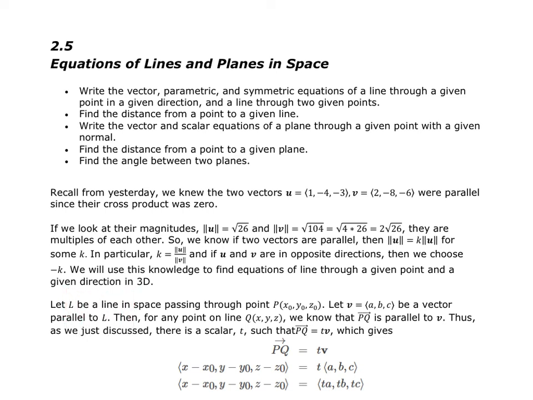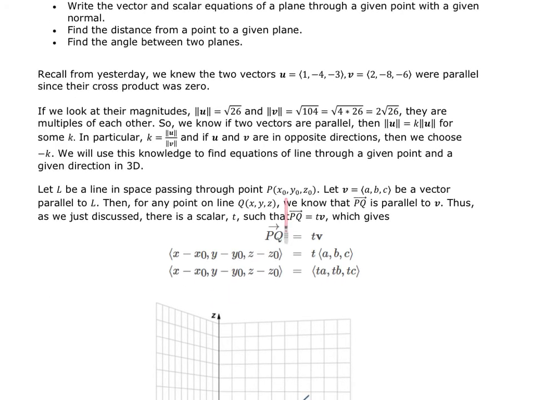So if we have a point, which is the point P, and we're going to let this vector v be a, b, and c. Then for any point on the line Q, we know that from P to Q will be parallel to v. And as we've discussed before, we have a scalar, we're going to call it t. We used a k, now we're going to call it t. Such that if I take the vector from P to Q, it should equal the vector v by some multiple of t. Now to find the vector P to Q, I take my ending point, which is Q, subtract off my beginning point, which is the P point, and so x minus x naught, y minus y naught, and z minus z naught would equal my vector v multiplied by that scalar value, which is t. And I get this.